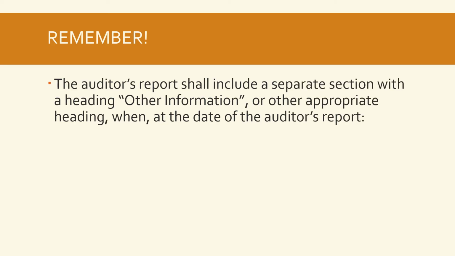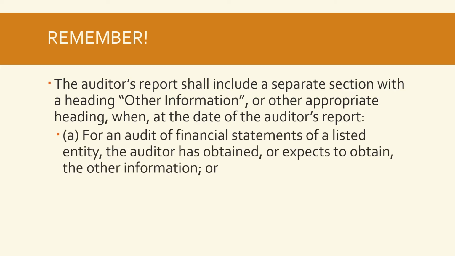Another thing that we must remember is that the auditor's report shall include a separate section with a heading Other Information. So, in case other information is present, or our report is included in other information and we have obtained it, we need to include another section in the auditor's report with a heading Other Information. We do this when, at the date of the auditor's report, in the case of listed entities, you have either actually obtained or expect to obtain the other information. So take note of this one.